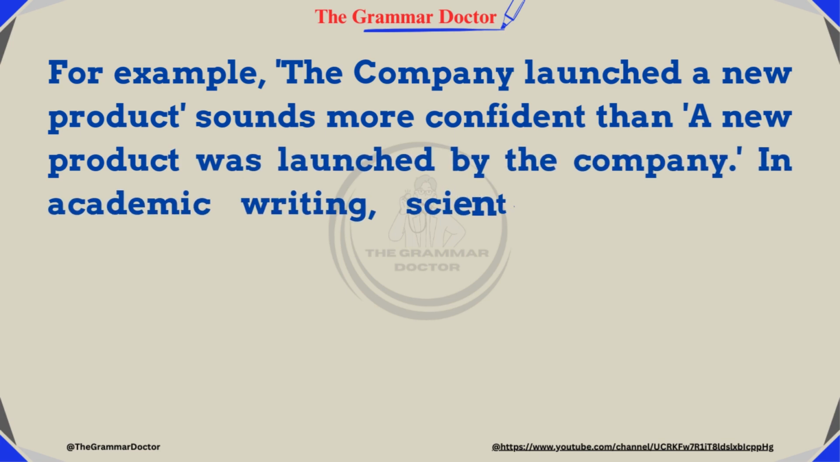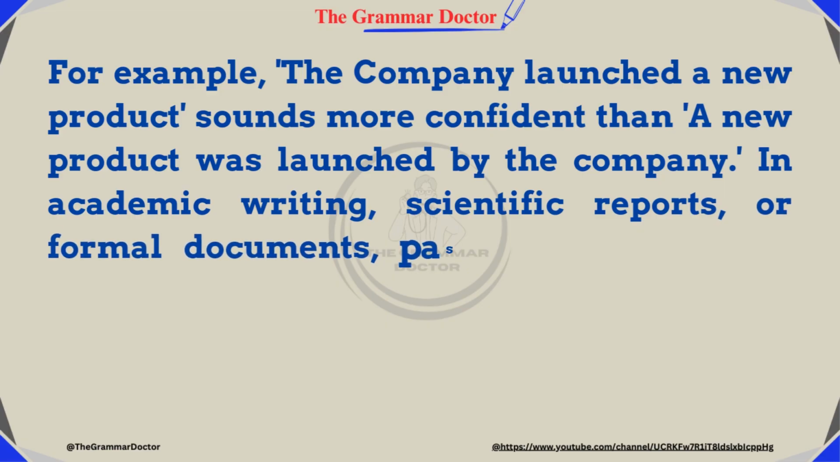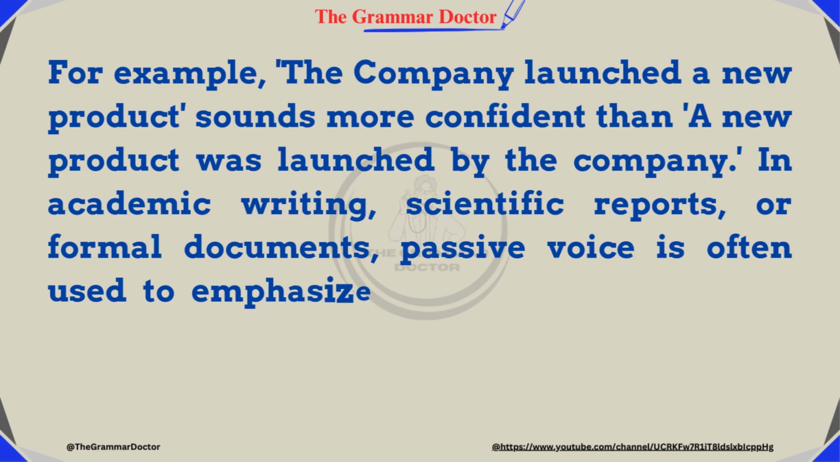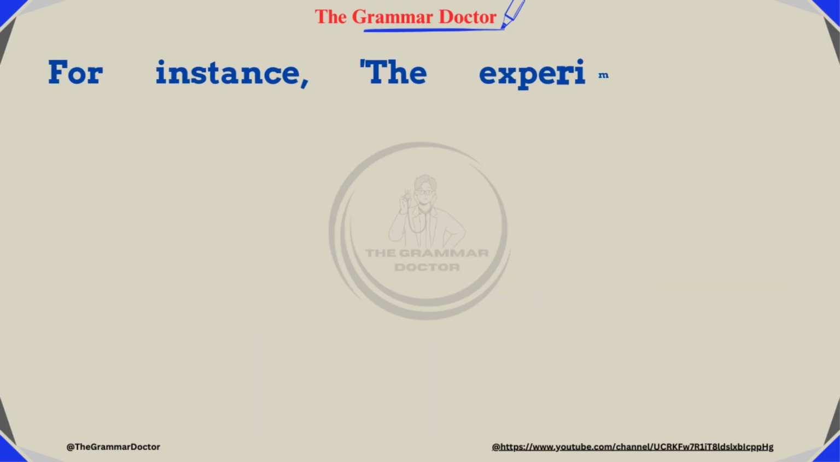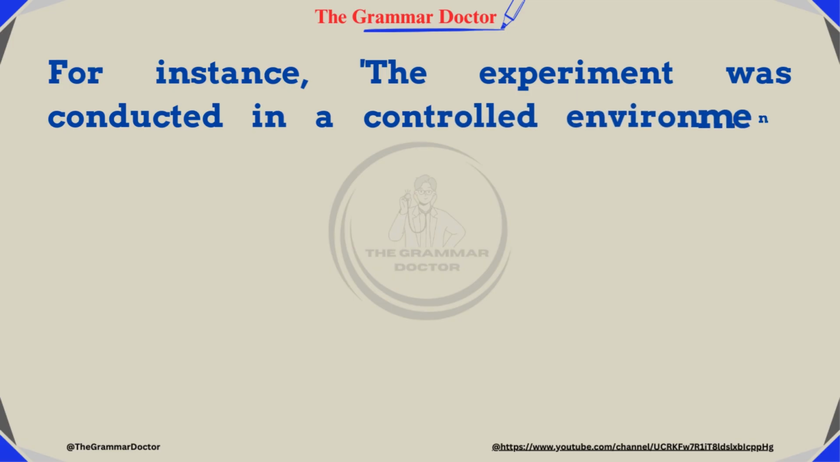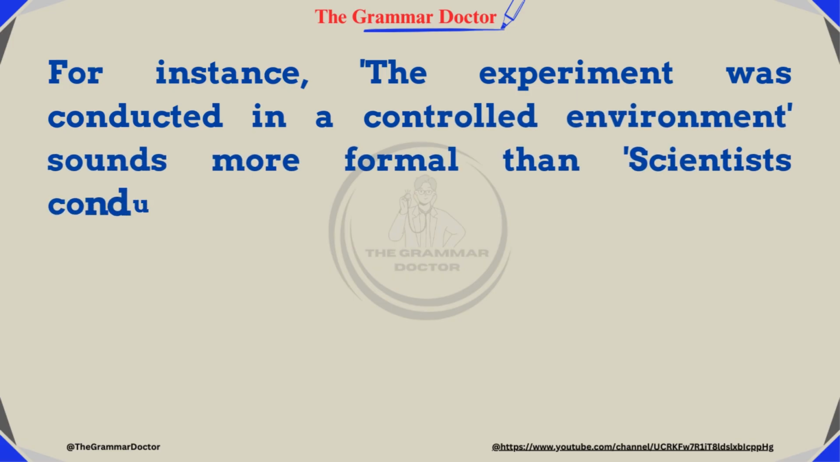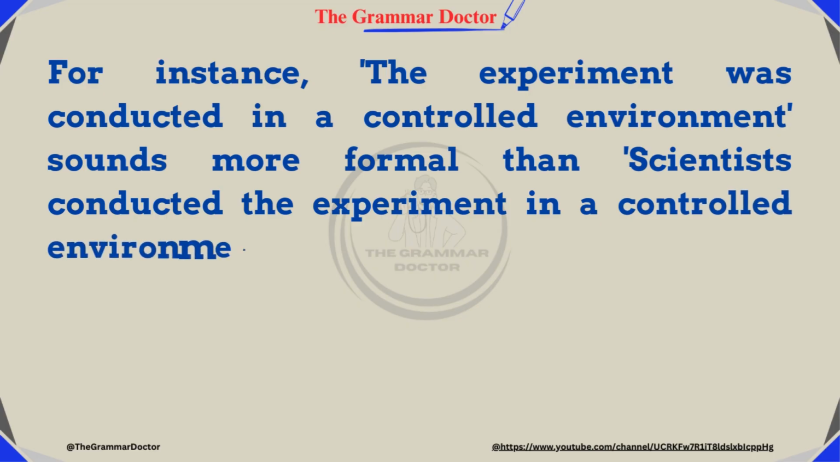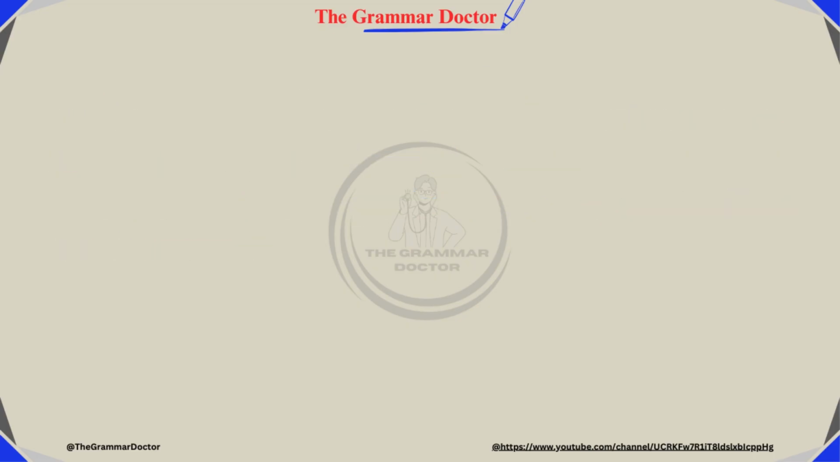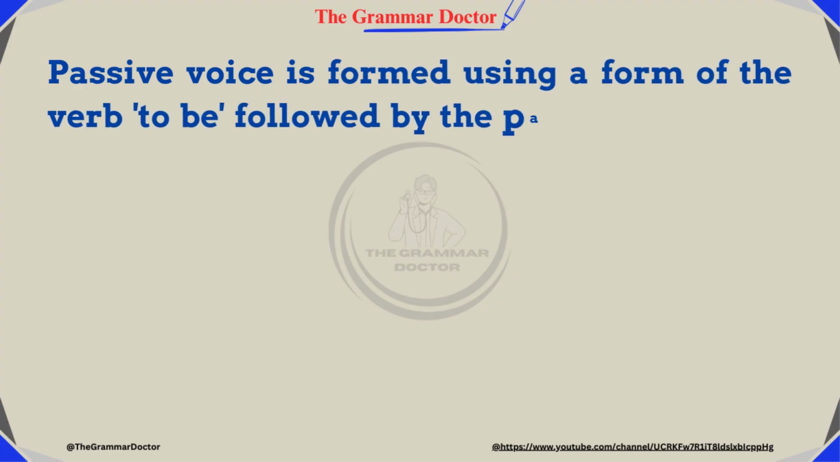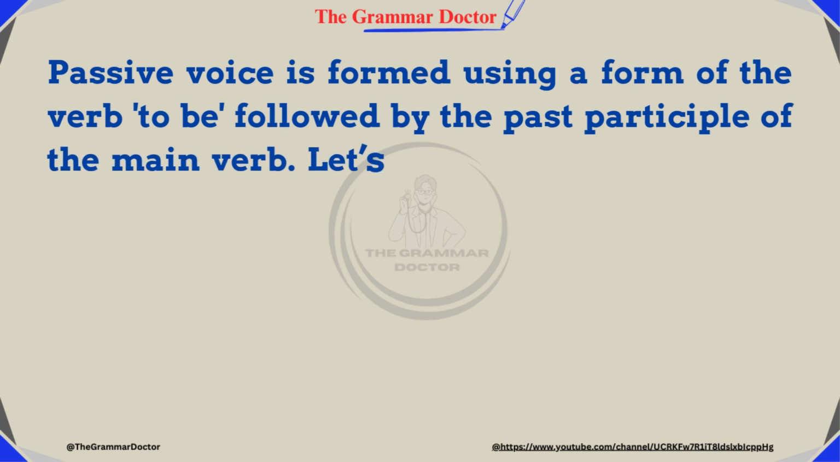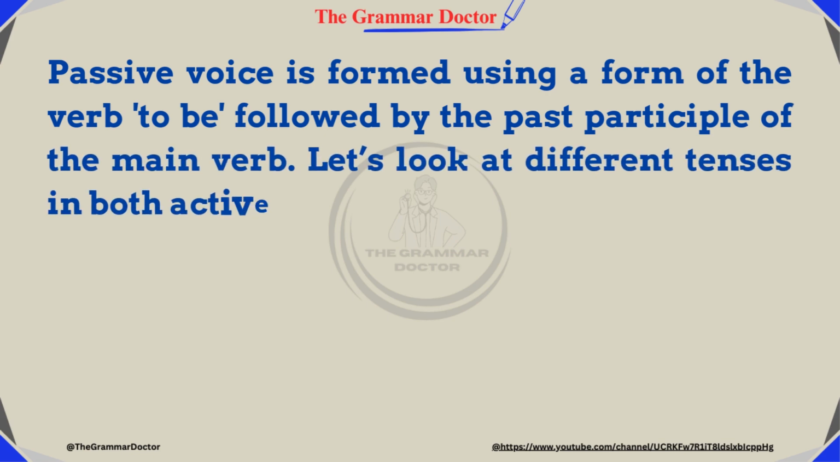In academic writing, scientific reports, or formal documents, passive voice is often used to emphasize results rather than the person performing the action. For instance, "The experiment was conducted in a controlled environment" sounds more formal than "scientists conducted the experiment in a controlled environment." Passive voice is formed using a form of the verb to be, followed by the past participle of the main verb. Let's look at different tenses in both active and passive voice.